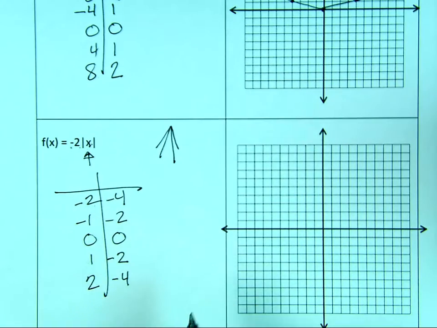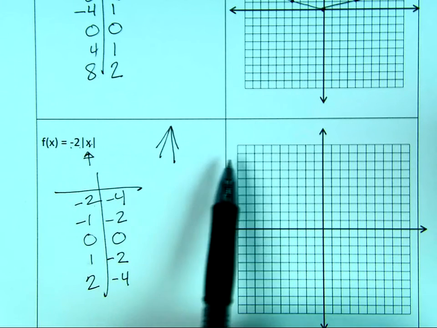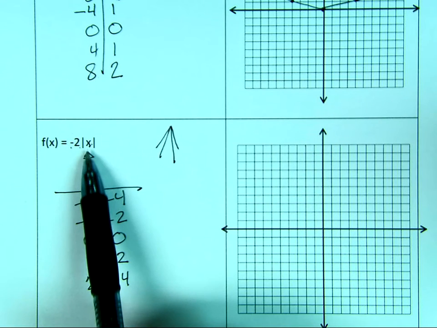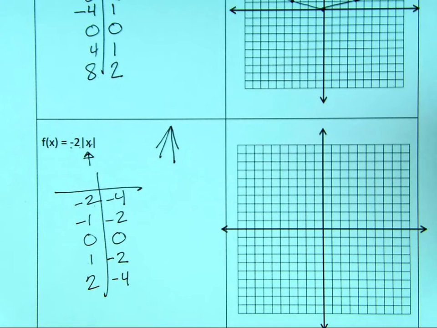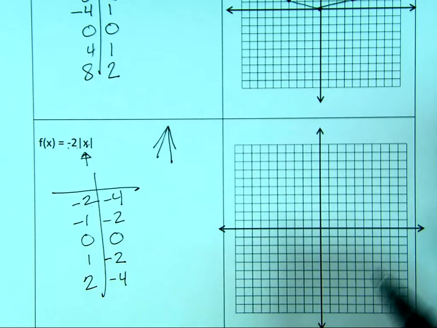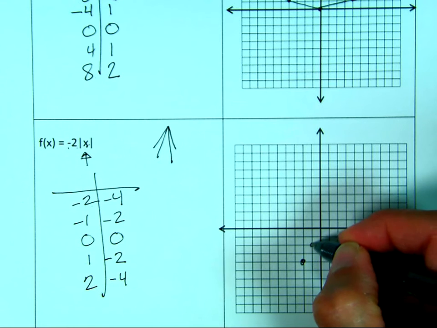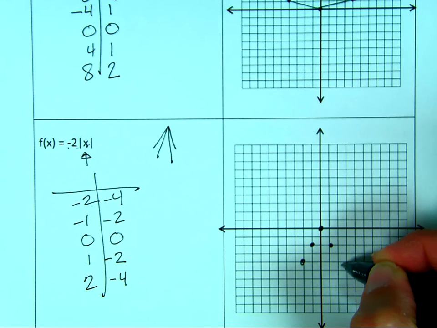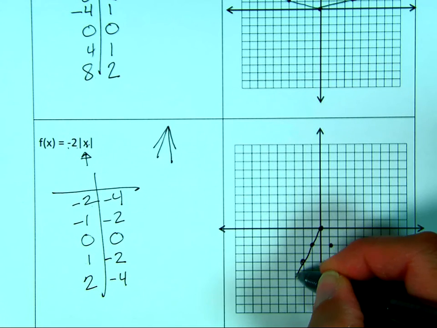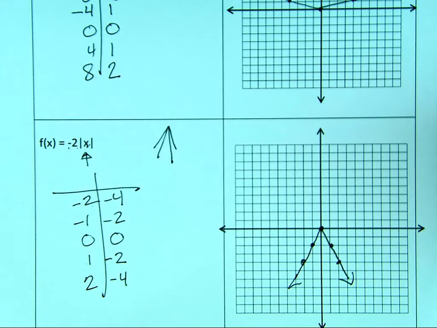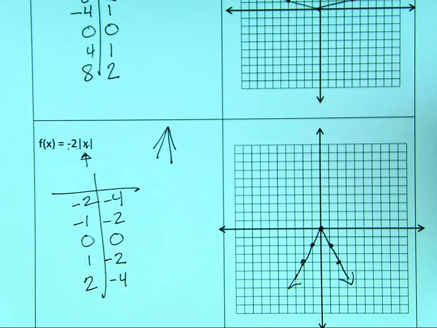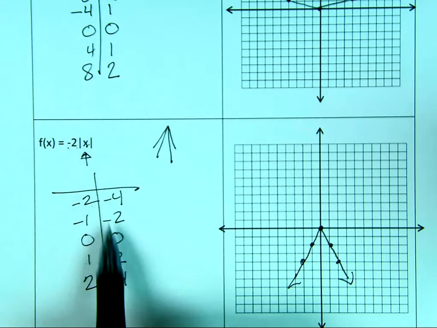Now I will say that this is the very beginning of doing this. So in the next section we talk about what shifts it left, right, and up and down, and the left and right start to change what's inside that absolute value sign. So we'll do that on the next video on absolute value. So now I'm going to graph this. So -2, -4, -1, -2, and then I go back and graph these guys as well, and you see that I have my little absolute value.